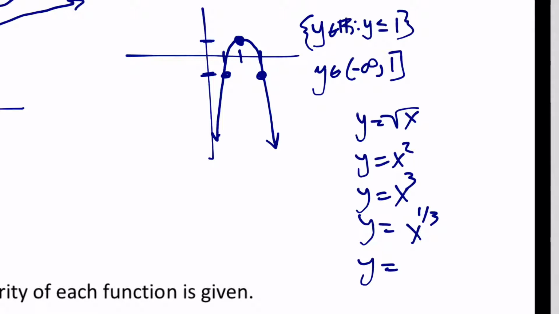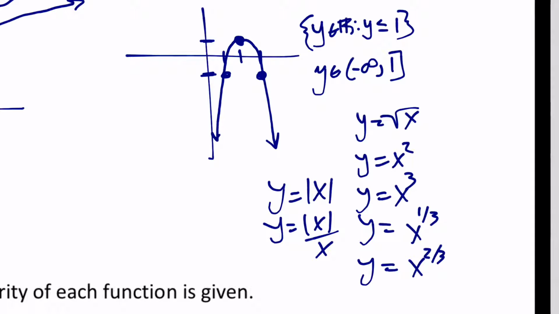You need to know the combination of the square and the cube root graph, the bird graph, the 2/3 graph. You need to know the absolute value of x graph. You need to know the absolute value of x over x graph. You need to know the reciprocal function, 1 over x.